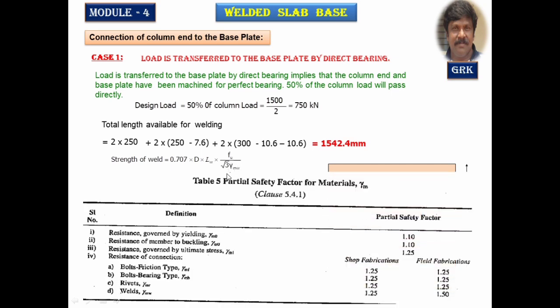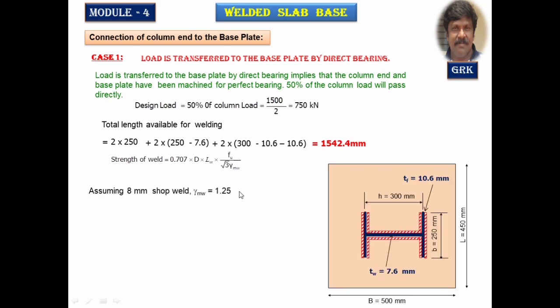Now, if you look at page number 30 of the code, table 5, the welds for shop fabrication are given as 1.25 gamma mw, and for field fabrication it is given as 1.50. So we are doing with the shop welding. I'll make use of that here in the formula as 1.25 and assuming the size of the weld as 8 mm.